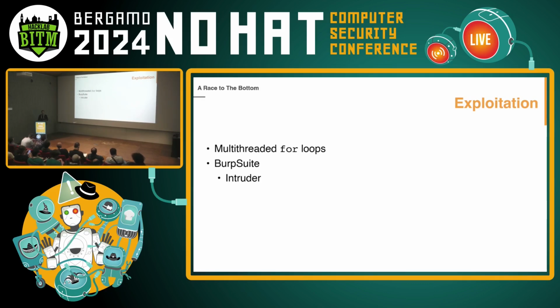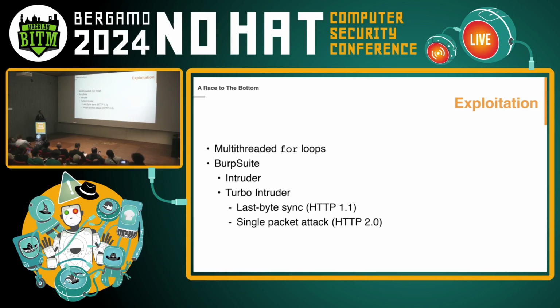And because real-world exploitation of race conditions is a bit more difficult, Burp Suite has a nice tool called Turbo Intruder, which includes an actual implementation of research that James Kettle did on exploiting race conditions, and it provides you an easy way to exploit the last byte sync or the single packet attack, effectively allowing you to abuse the TCP stack and deliver a bunch of requests to the target system at the same time, making exploitation of race conditions a bit more feasible in the real world.